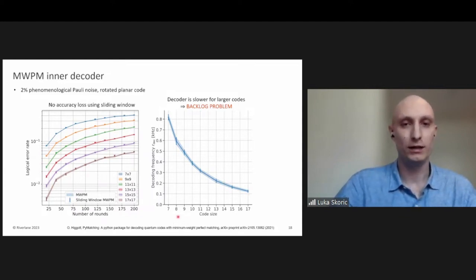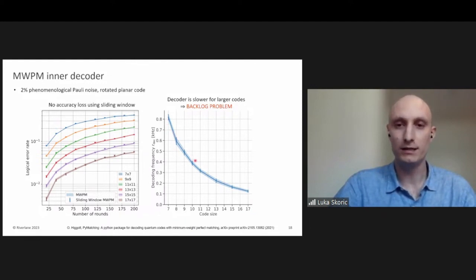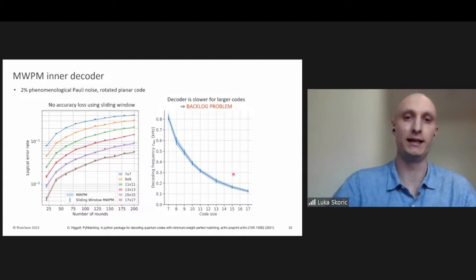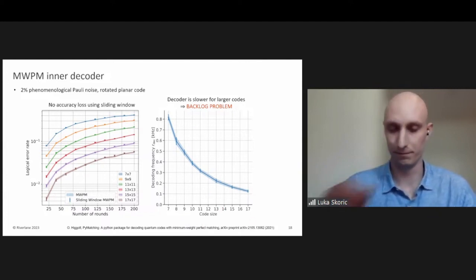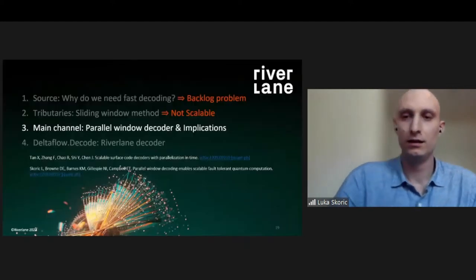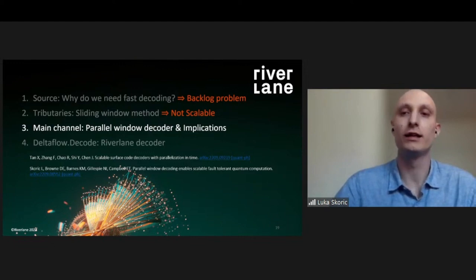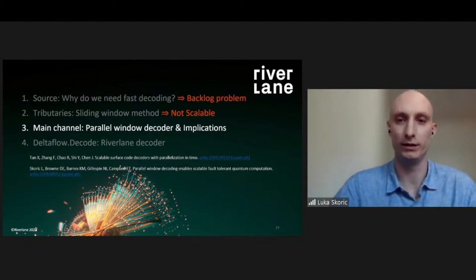But on the right, as we might expect, as we increase the code size, the decoding frequency quickly reduces, meaning that there is going to be a point, the code distance, at which the decoder will no longer be able to keep up with data acquisition, and we will inevitably encounter the backlog problem. And this is simply because each window has increasing number of data that needs to be processed in a block. So now we know that the sliding window method does not scale. Let's look at our solution that we call a parallel window method.